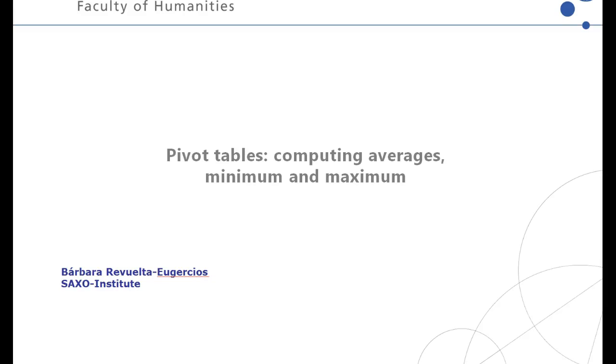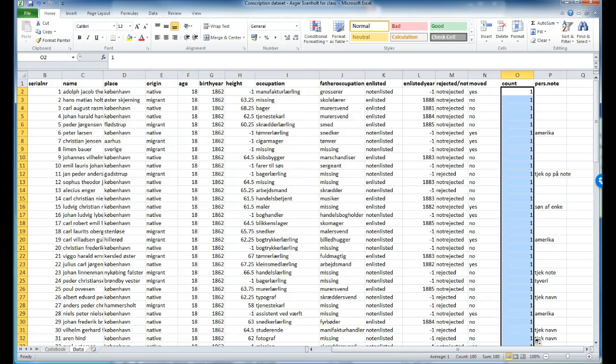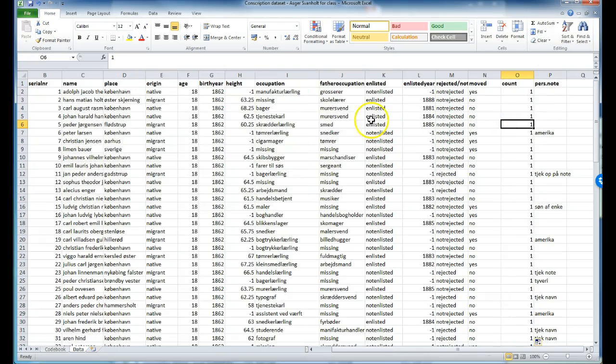This video helps you continue working with pivot tables, and it builds on the previous ones. This one computes averages, minimum and maximum in the type of variables that they required. So we have here a database on conscripts. We have the height given in Danish inches, their names, and some other information.